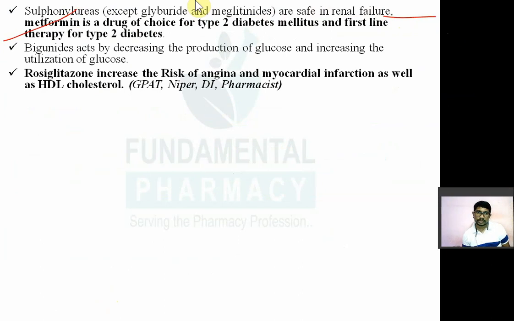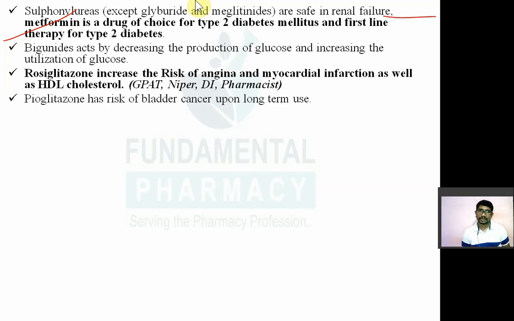Rosiglitazone increases the risk of angina, myocardial infarction, as well as increases high density lipoprotein. Most of the glitazones are banned. Only two are used in therapeutics, that is pioglitazone and rosiglitazone. Pioglitazone has a risk of bladder cancer. Ye pioglitazone jo hai woh bladder cancer ka risk hai.